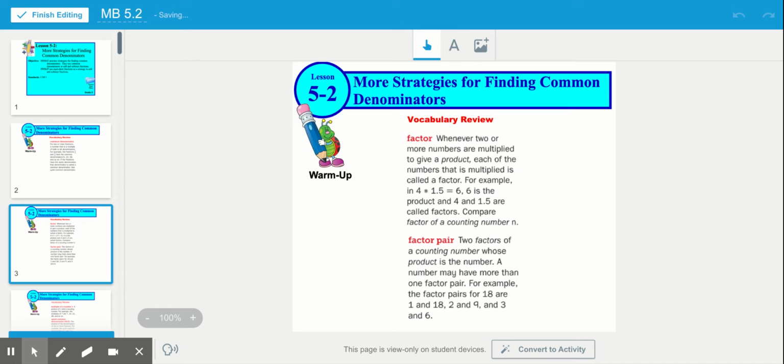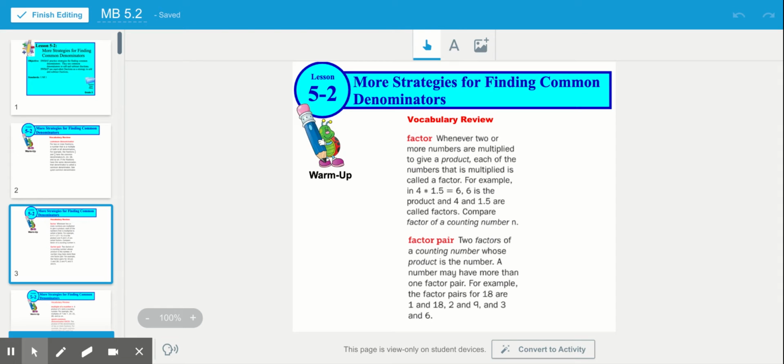Factor. Whenever two or more numbers are multiplied to give a product, each of the numbers that is multiplied is called a factor. For example, in 4 times 1 1/2 equals 6, 6 is the product, and 4 and 1 1/2, or 1 5/10, are called factors. So we can compare factor of a counting number when you're looking at definitions.